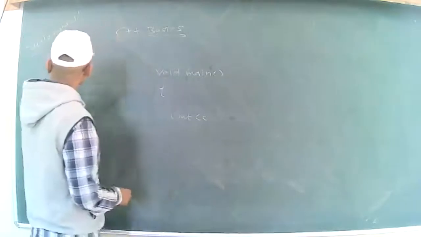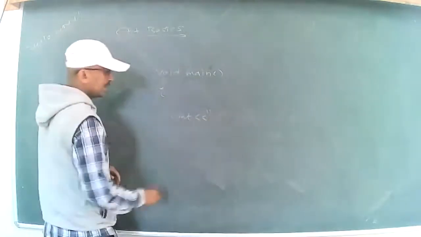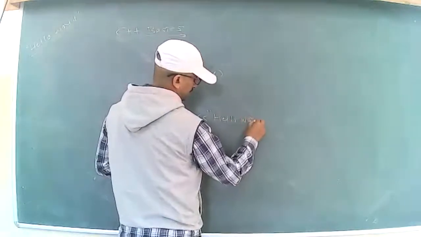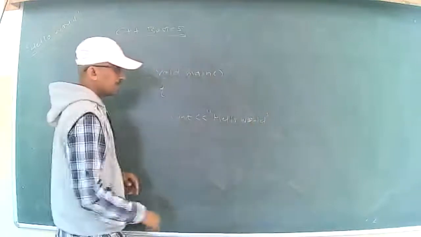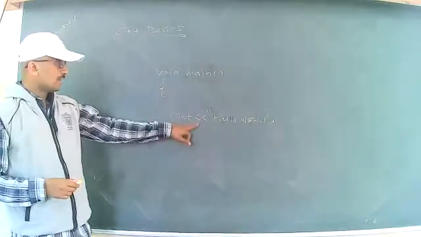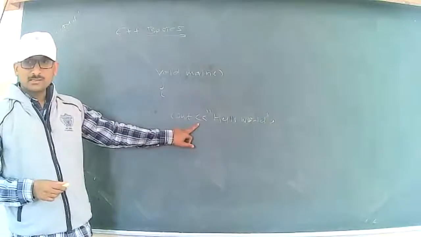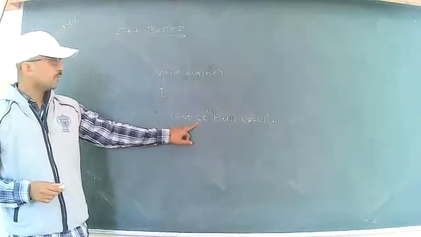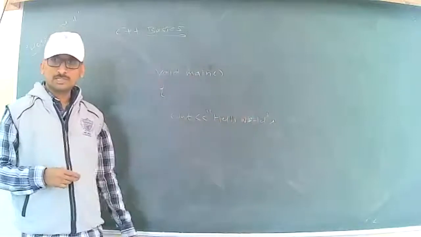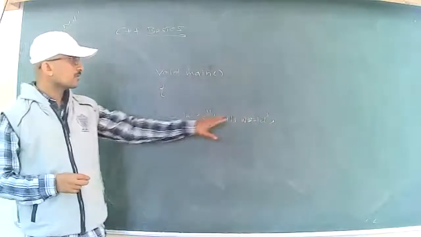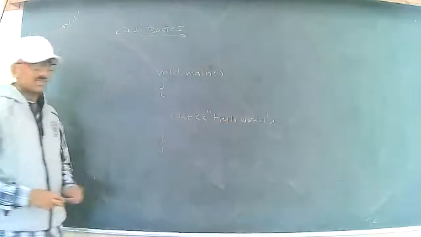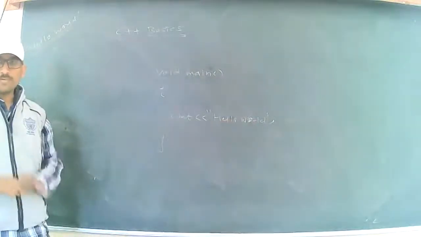Now, what do I have to print on my console screen? I just have to print the hello world message on my console screen. With the help of this insertion operator, I can print the double quoted string on my console screen. Now, after this, I can close the braces.